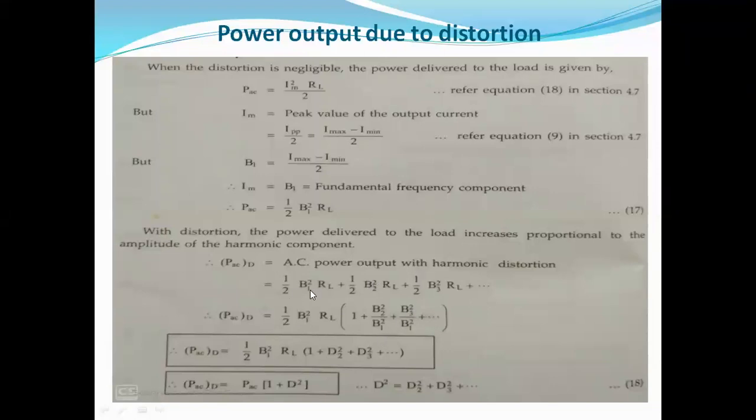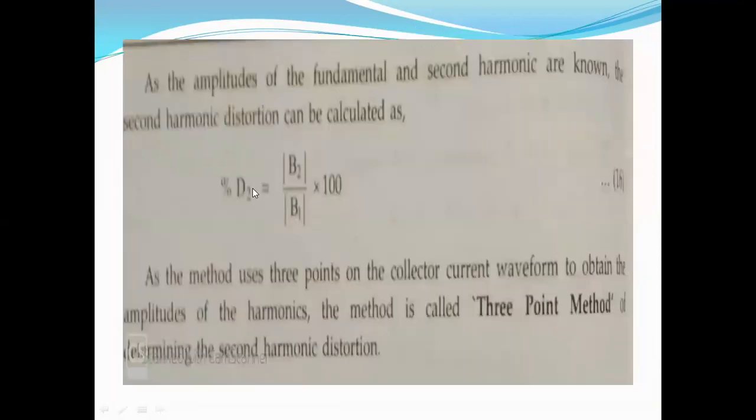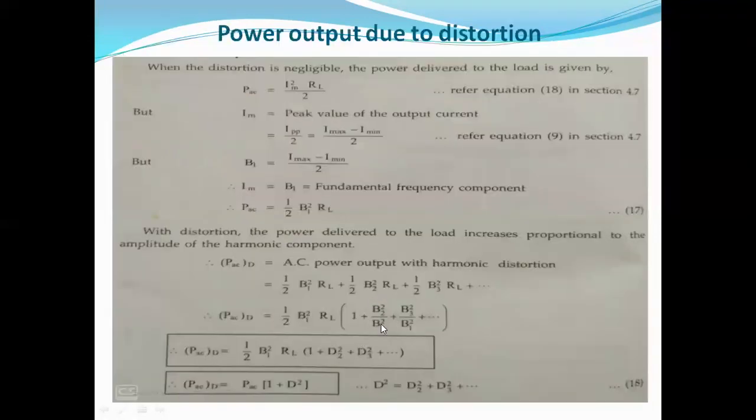Just we are taking the term as common, that is half B1 square RL. So PACD is equal to half B1 square RL into 1 plus B2 by B1 squared, which is D2 squared. B3 by B1 is D3. B4 by B1 is D4. We know the formula. B2 by B1 means D2. B3 by B1 means D3. Okay. So in place of B2 by B1, we are substituting D2. In place of B3 by B1, we are substituting D3 and so on.